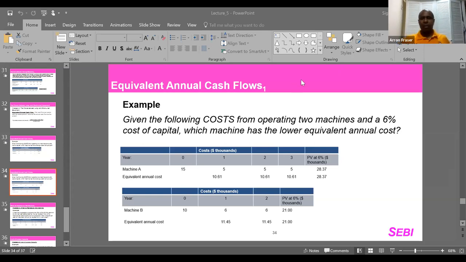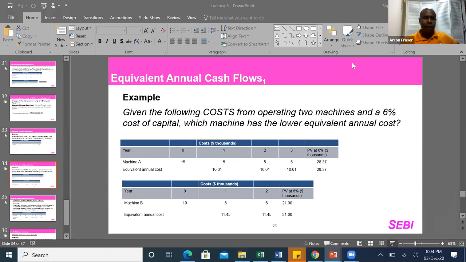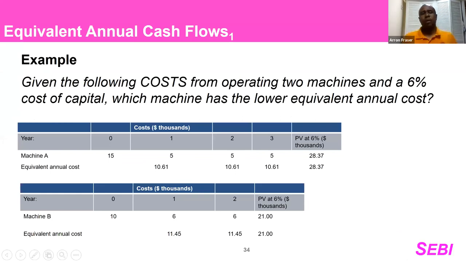Any questions? You would have seen annuity calculations earlier, I think a lecture or two ago, and the same principle has been applied here. When we compare machines of different periods, the comparison we make is the equivalent annual cost, and the one that is lowest is the one that is selected.